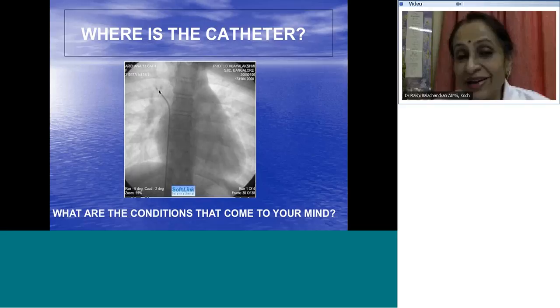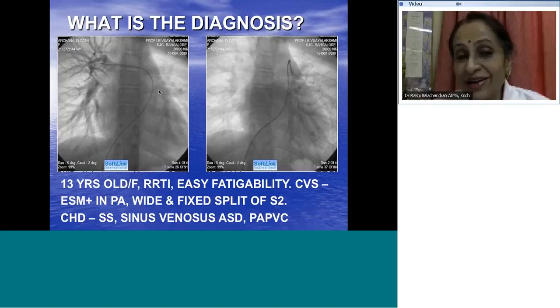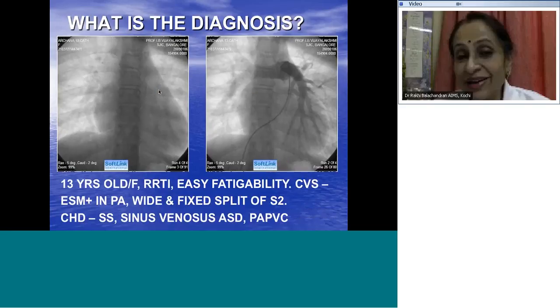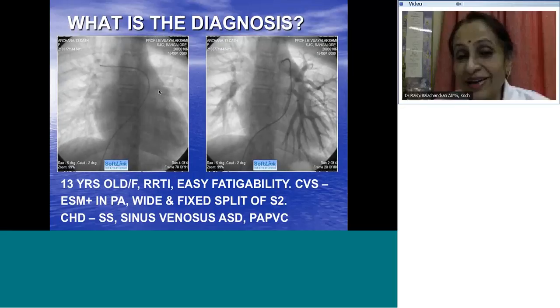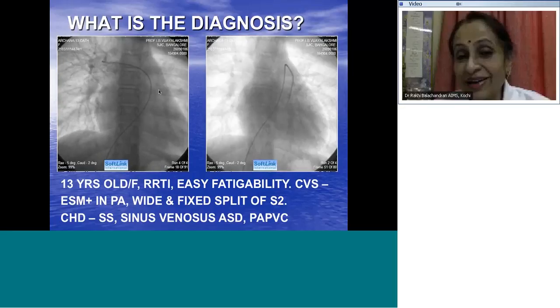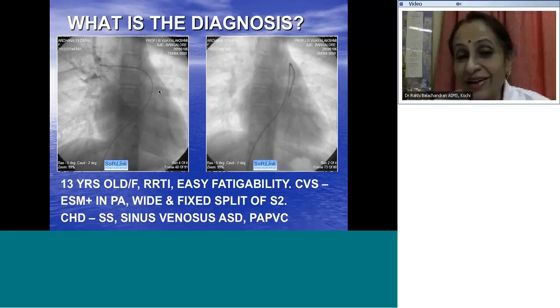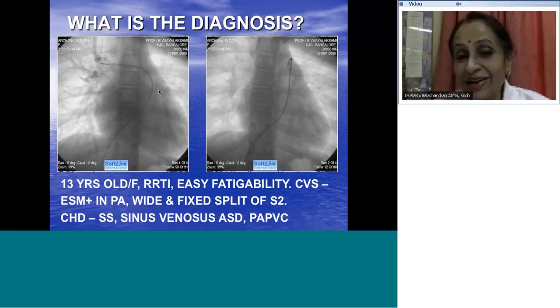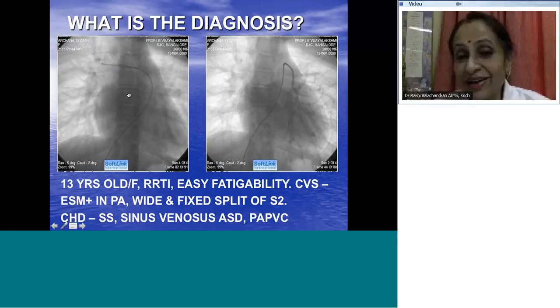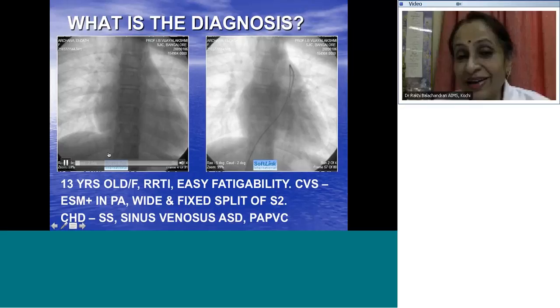This is a 13-year-old patient, came with repeated respiratory infection. The sound is cracking. Okay, I'll speak louder. Where is the catheter and what angiogram is it? The right and the left. Are you able to hear me well? Okay. So you said the main pulmonary artery.